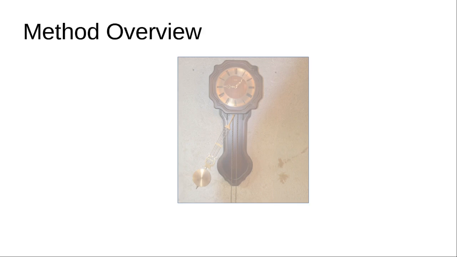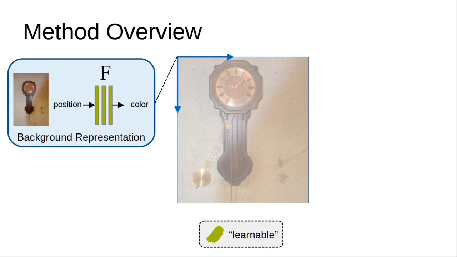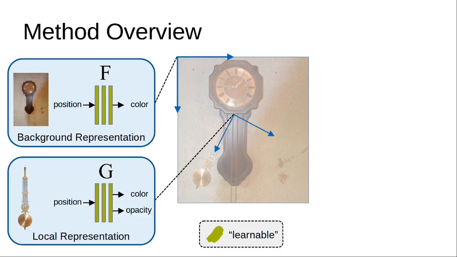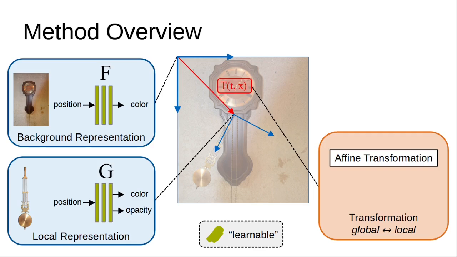We perform the reconstruction in an analysis by synthesis manner. First, we use a coordinate-based representation to model the background. A learnable MLP maps locations to colors. To model the dynamic object, we use another MLP that we place on top of the background. This representation yields opacity besides the color to allow for arbitrary object shapes. We use a time-dependent transformation to position the dynamic object in the scene.